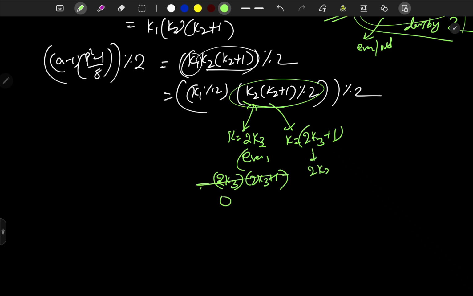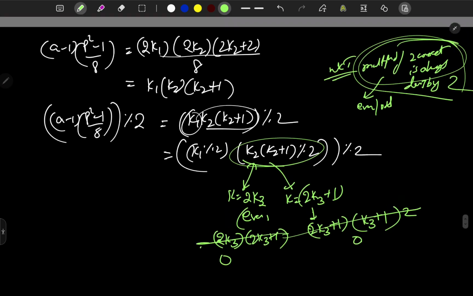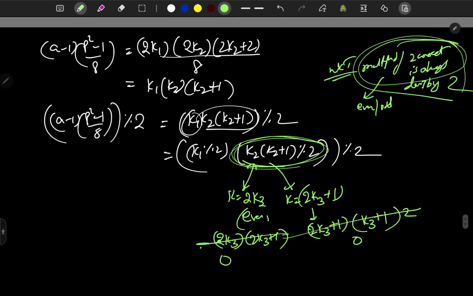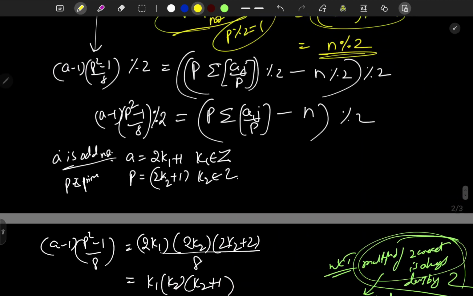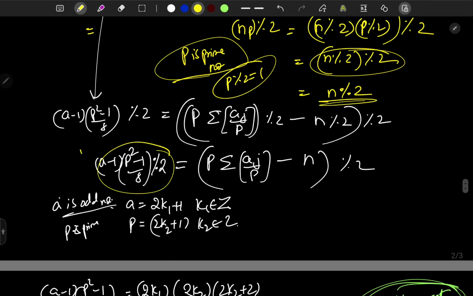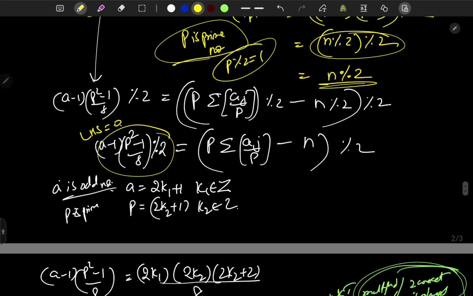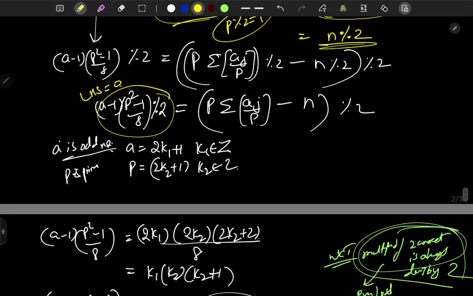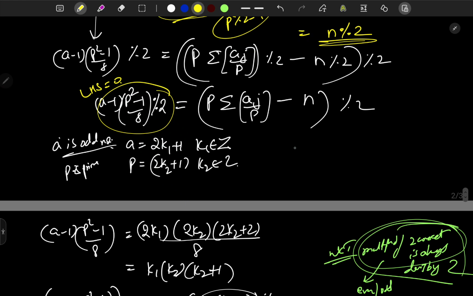If I keep here 2k3 plus 1 and substitute, 1 plus 1, how much? 2k3 plus 2. So 2 is common, again 2 is there, 0. So basically all I wanted to say is this whole value will become 0. So 0 into anything is 0. So basically this whole value becomes 0. So LHS, if you go here, LHS becomes what? 0. So now I can conclude.